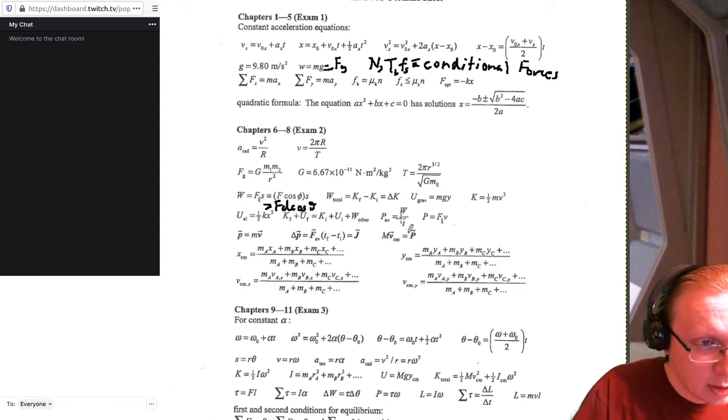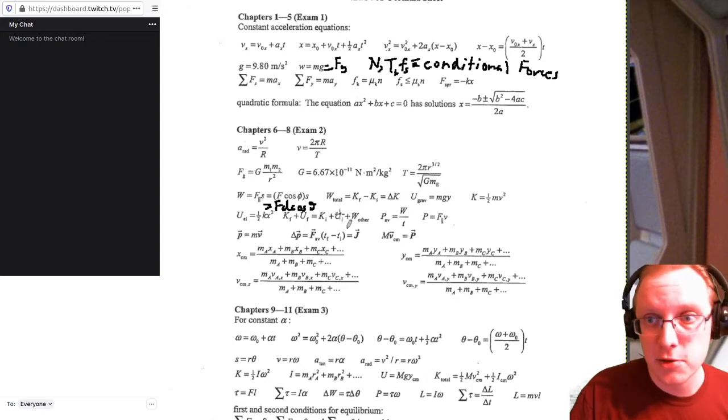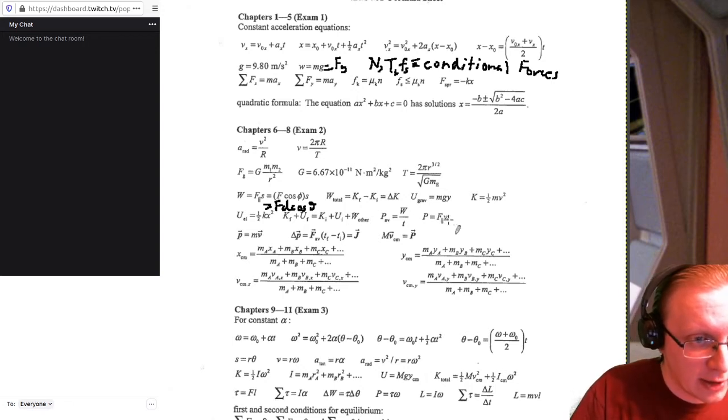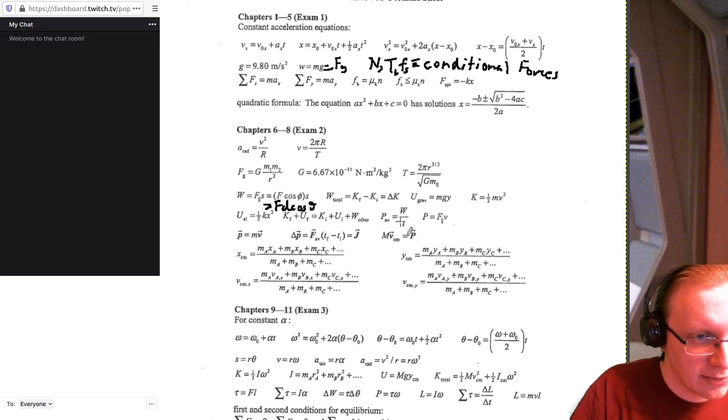Here we have power. Power being work over time is the work done over a certain amount of time. And so you can ask questions about the total power or the power of a certain force. And then we have this one. This is another way of writing power. Basically, it's taking advantage of F times our distance traveled, and since we're doing a change in time, this is actually force times our velocity, and that's most of the power.